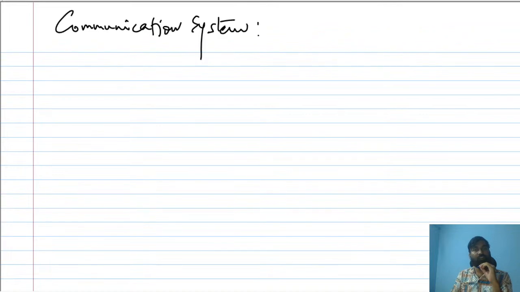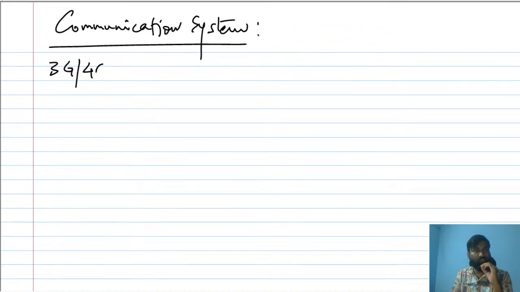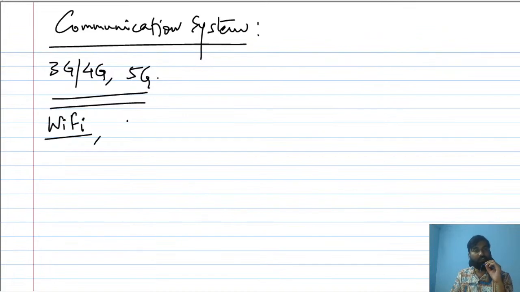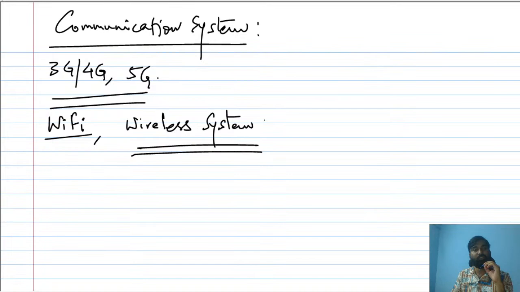There are various examples in real life nowadays. 5G. We started with 3G, then 4G, and now we have got 5G as well, right? These are the systems only, right? And there are Wi-Fi, wireless systems. These are the real life examples.